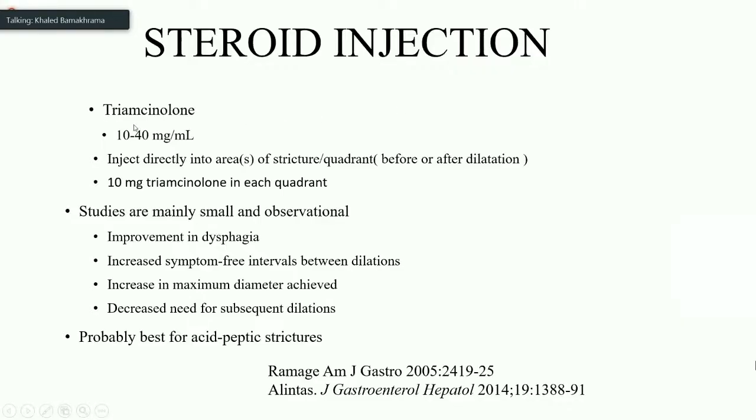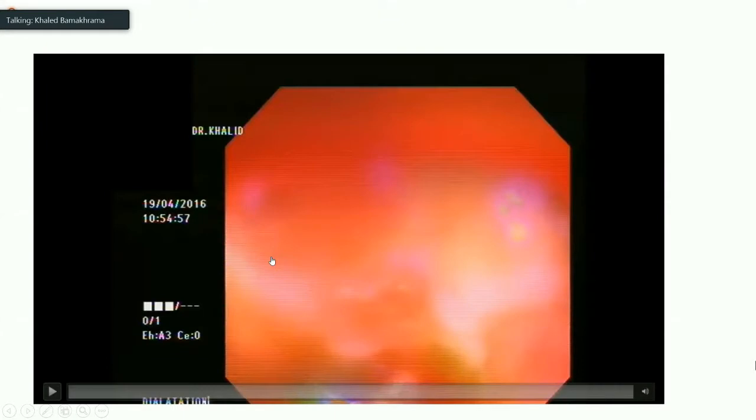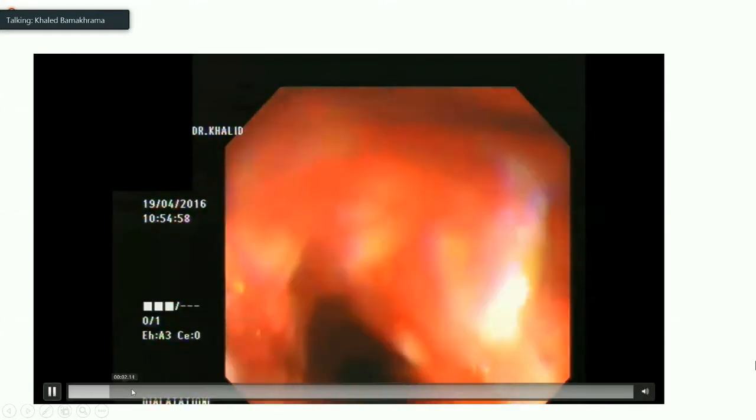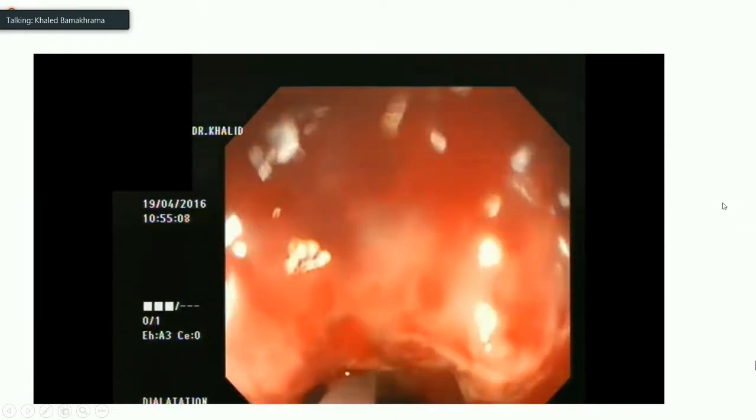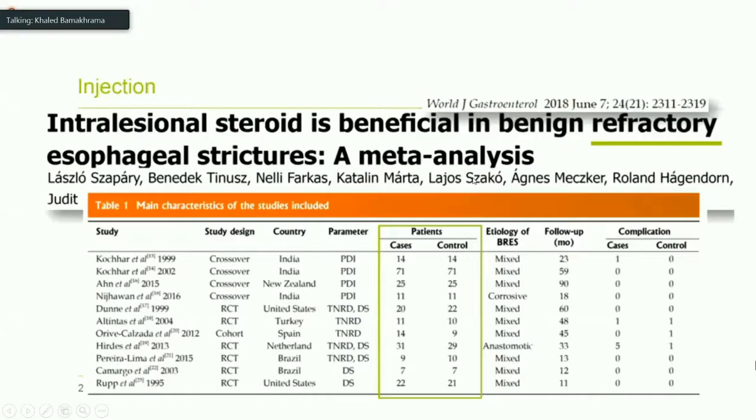Steroid injections, triamcinolone 10 to 40 milligrams, for those who are not responding to dilatations. So for this patient, we went again with injection of the steroid. You can see we injected in 4 quadrants and at many levels.